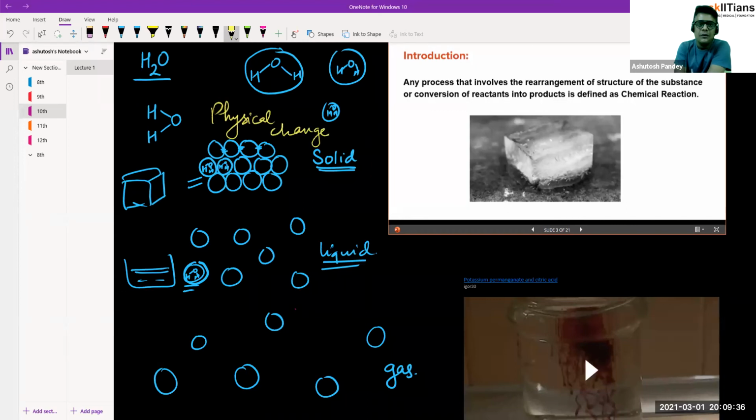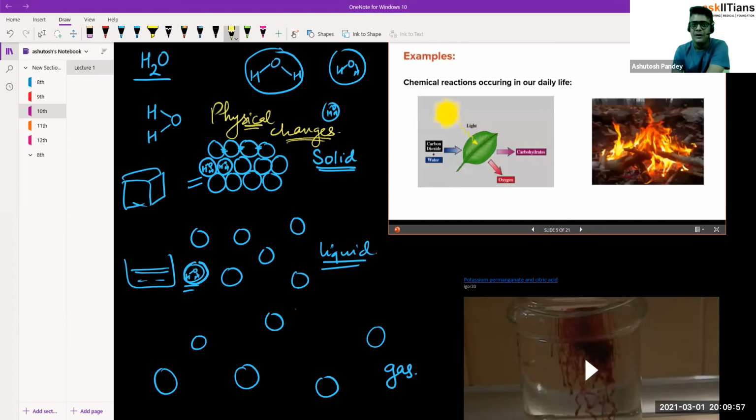Physical changes, I hope you are getting it. Okay, then any process that involves the rearrangement of structure of the substance or conversion of reactant into products is defined as a chemical reaction. So what does this mean? Let's see some examples.